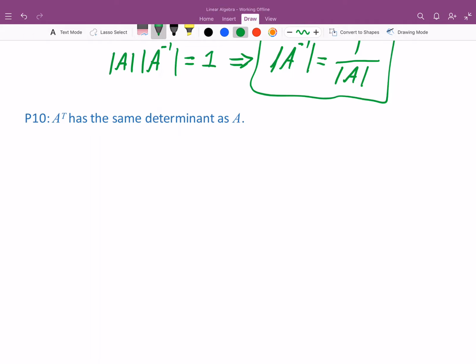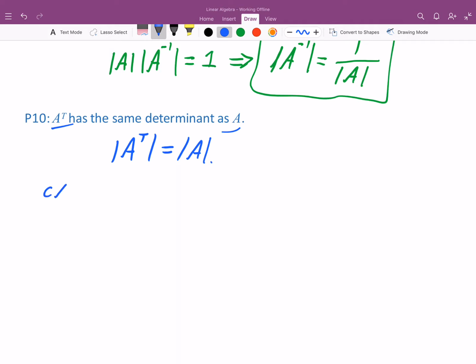In this video, we're going to look at the last major property of determinants. And that says that the determinant of the transpose is the same as the determinant of A. So the determinant of A transpose is the same as the determinant of A. Now, the proof of this has two cases.